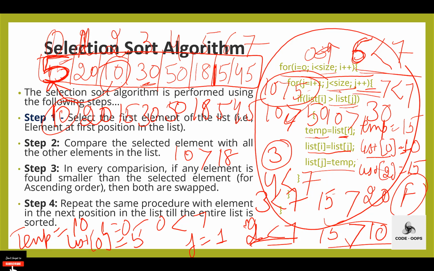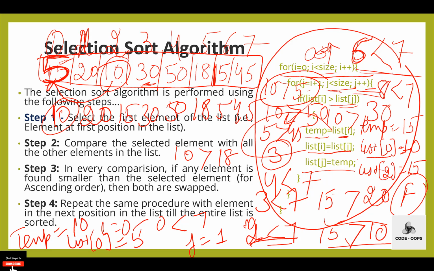Then if list of i is greater than list of j: the list of i element at index i is 5. 5 is greater than 45? The condition becomes false. Then j plus plus, j becomes 8.